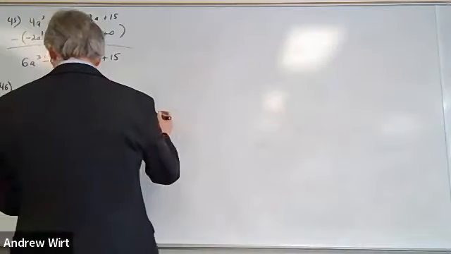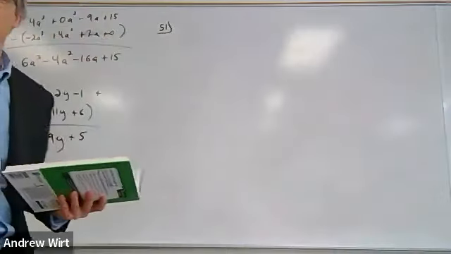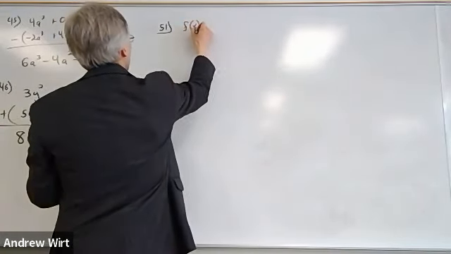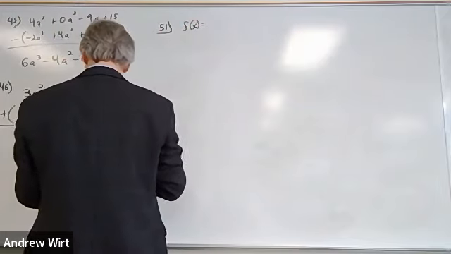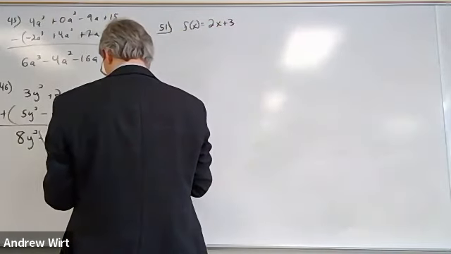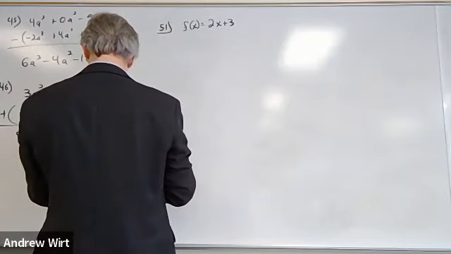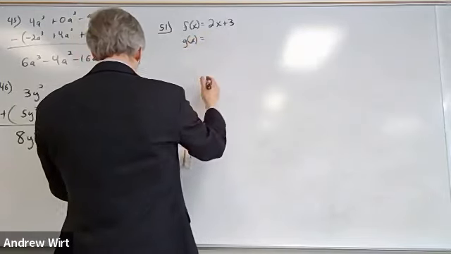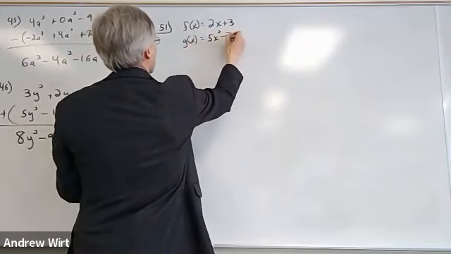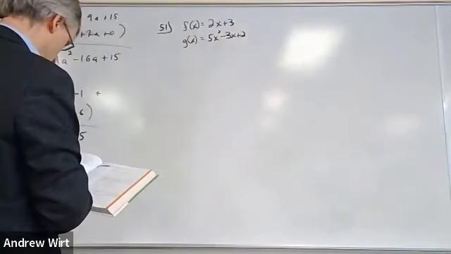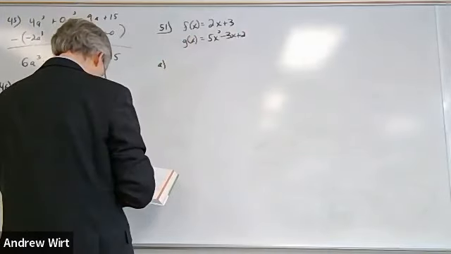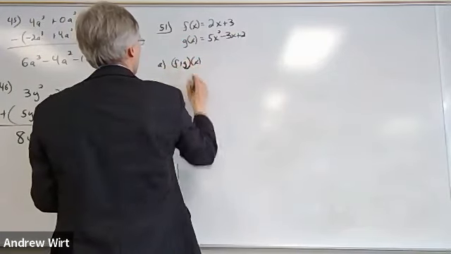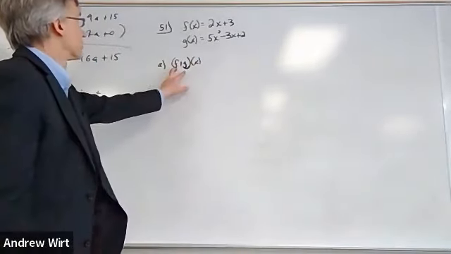Next up, we've got some involving function notation. Just keep in mind, these are the exact same problems, they're just presented a little bit differently. So for 51, we define f of x to be 2x plus 3. And we're defining g of x to be 5x squared minus 3x plus 2. Part A, we're going to find f plus g of x. So f plus g just means we're adding those two functions together.